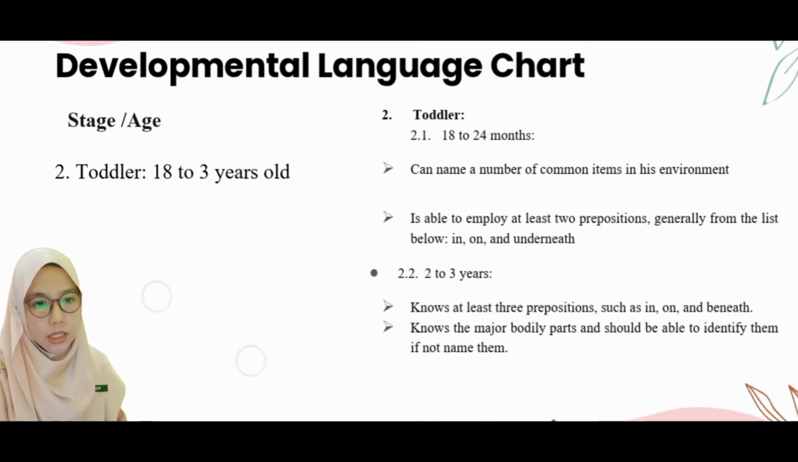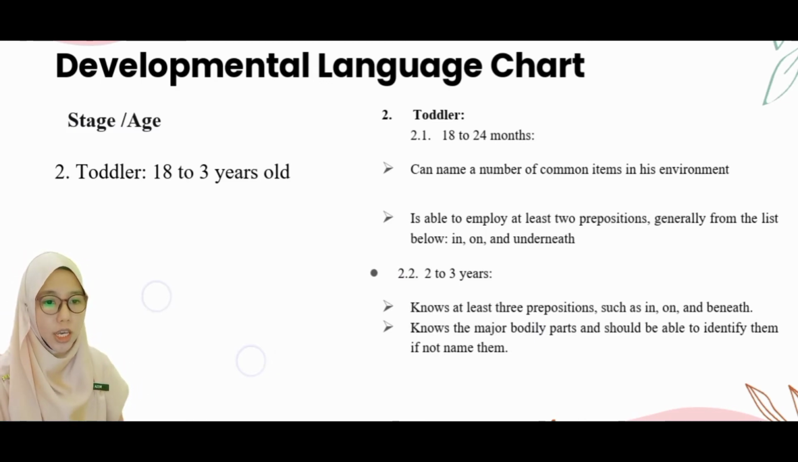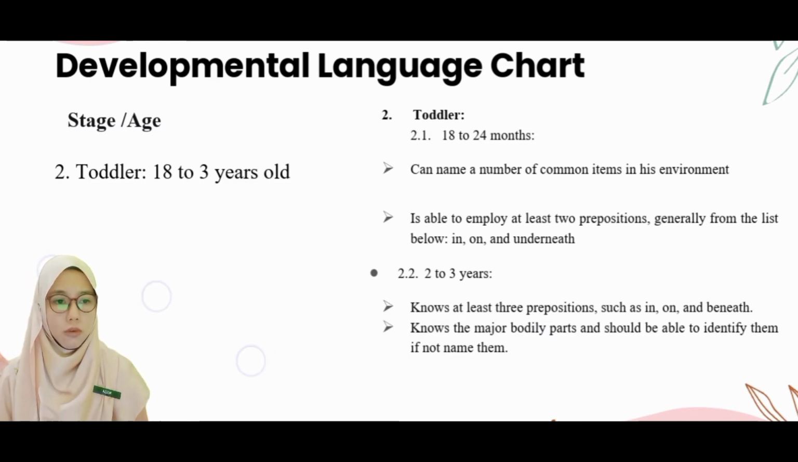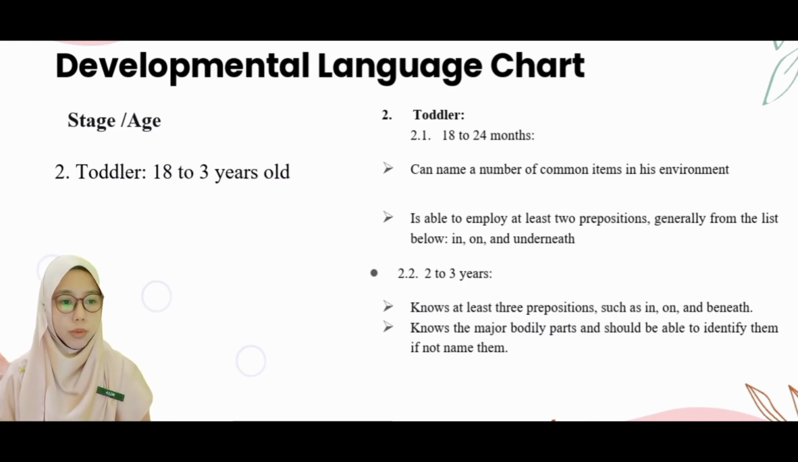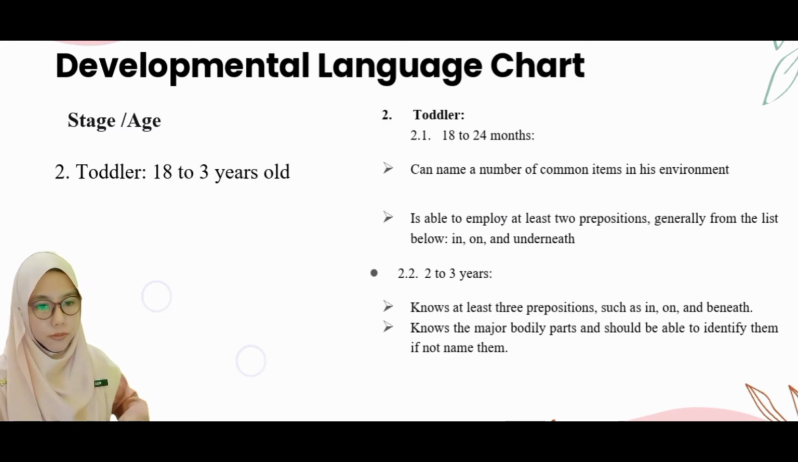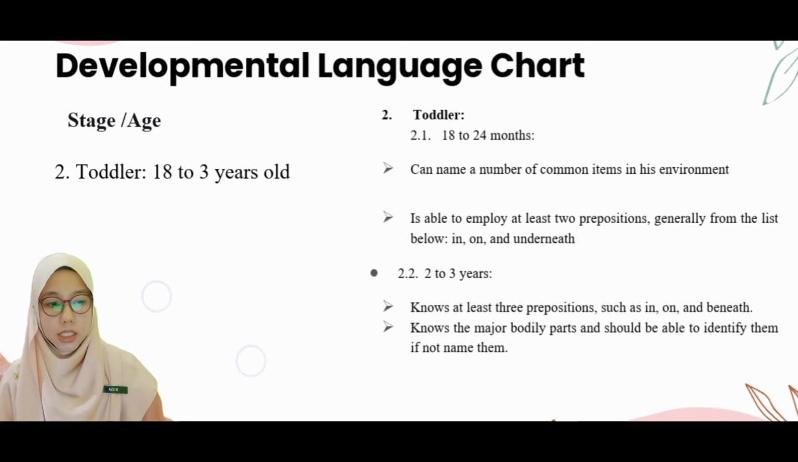Now for the toddler, 18 to 24 months, children can name a number of common items in their environment. The second one is able to employ at least 2 prepositions, generally from the list below: in, on, and underneath. For toddlers 2 to 3 years, know at least 3 prepositions such as in, on, and beneath.